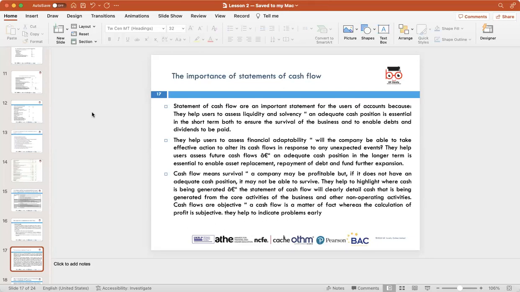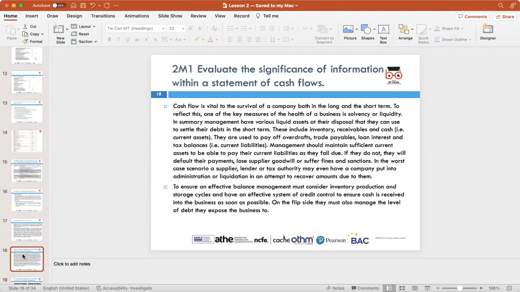So, any questions so far, if anyone is there? Okay. Evaluate the significance of information within a statement of cash flow. If anyone is there, can you ask any question? Any questions so far? Okay.